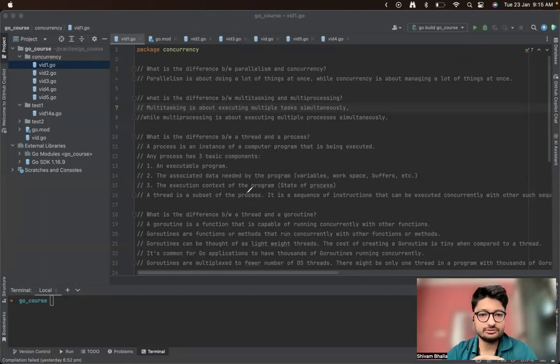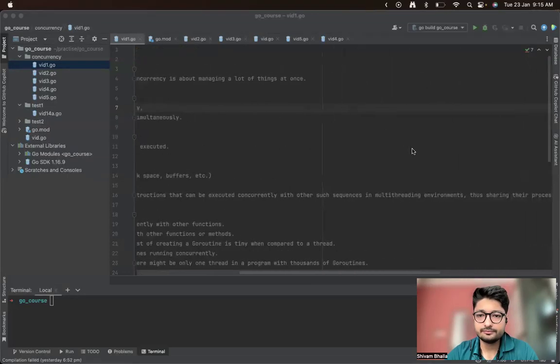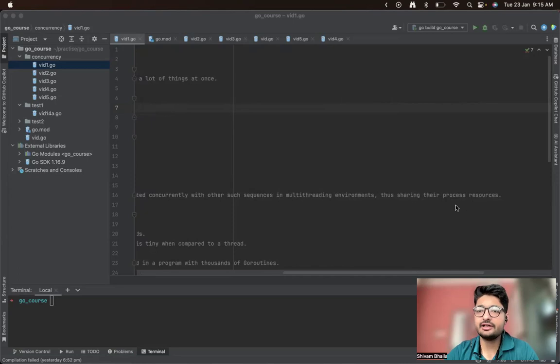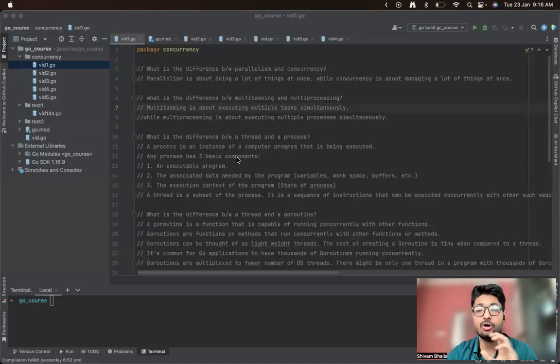A thread is a subset of a process. It is a sequence of instructions that is executed concurrently with other such sequences in a multi-threading environment, thus sharing their process resources. As you can see, the process is given all these resources, and all of them are then used by different subsets of threads, which will run concurrently on the same process. That is also a very important concept, thread and process. You can pause and copy all these definitions if you want, and that's it.